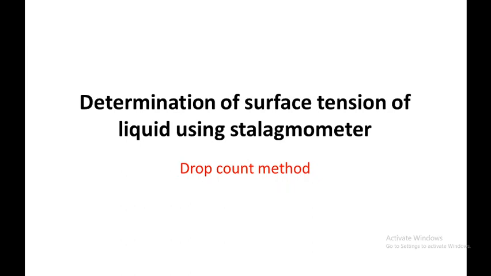Various methods are used for the determination of surface tension using the stalagmometer, like the drop weight method and the drop count method. So we'll see both the drop weight as well as the drop count method. Another technique to determine the surface tension is the tensiometer or capillary rise method.